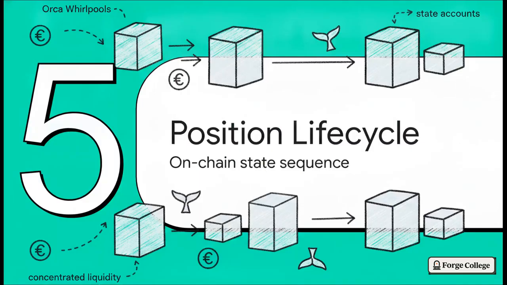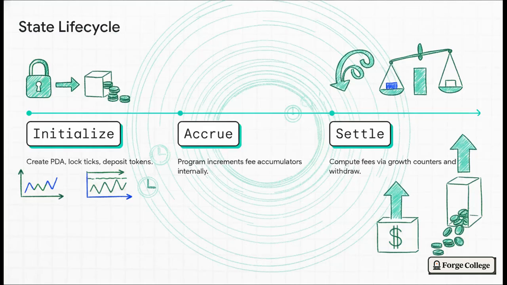Section 5. The position lifecycle. Once your parameters are all dialed in, it's time for your code to interact with specific state accounts chronologically. Here's how it flows. First, your automated strategy initializes a program-derived address, a PDA, on Solana to permanently lock in those exact tick bounds and deposit your tokens. Once it's active, the position just passively accrues fees. The Whirlpool program is constantly incrementing fee accumulator variables in the background global pool state. Then, to finally settle up, your script computes the owed fees by subtracting your position's historical fee growth snapshot from the current global counters. After that, it withdraws both the fees and your underlying liquidity.